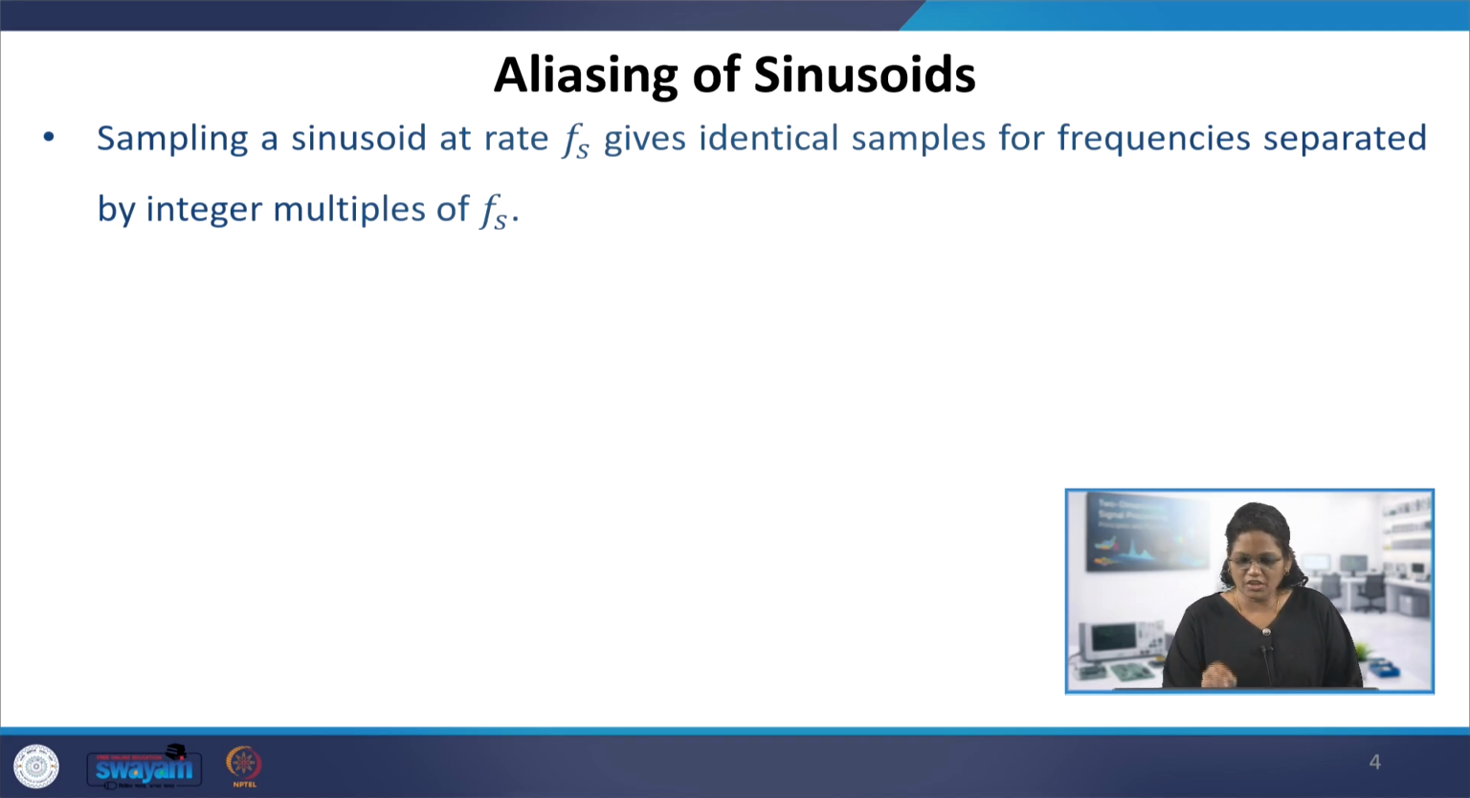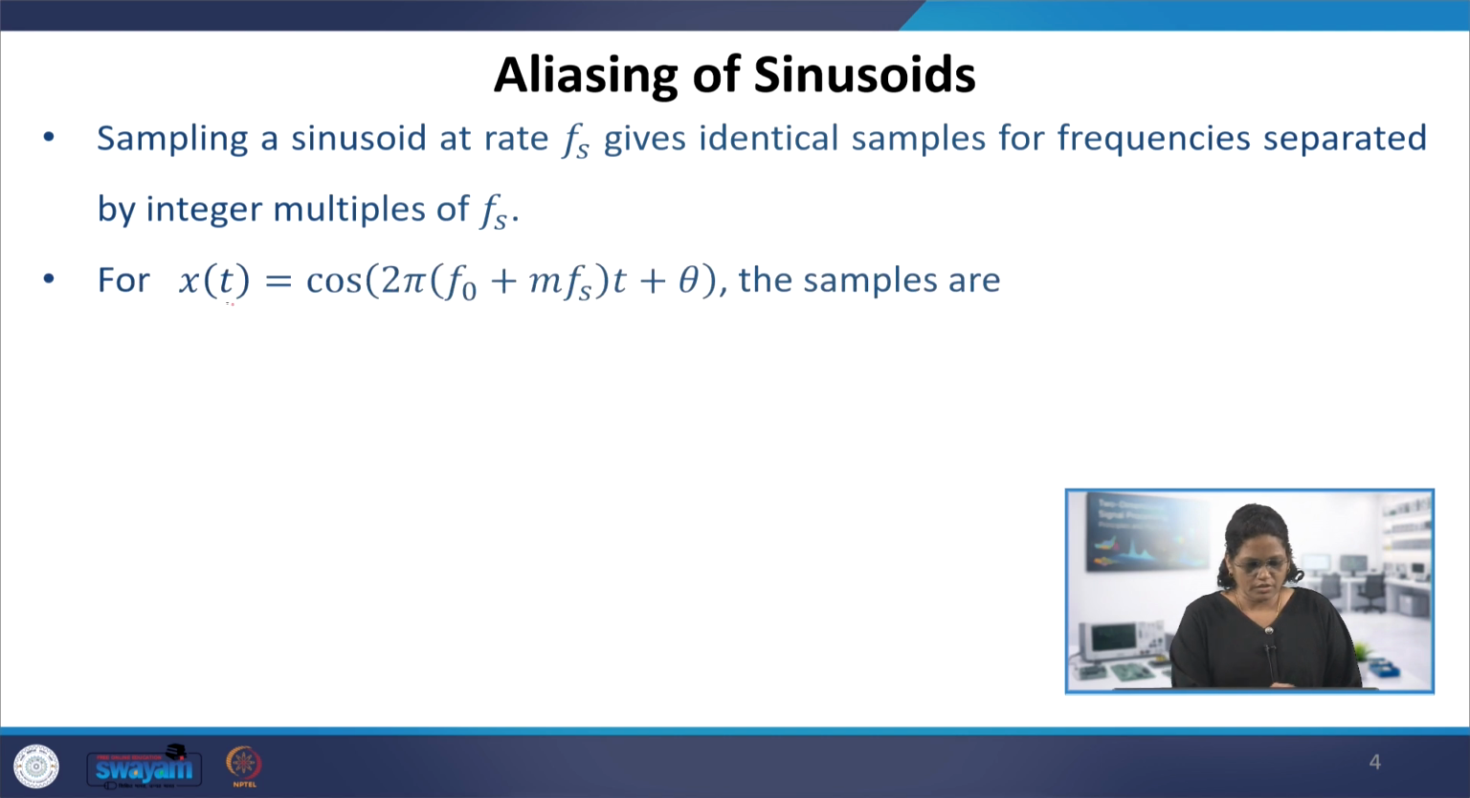What is the condition under which this can happen? Sampling a sinusoid at Fs gives identical samples for frequencies separated by an integer multiple of Fs. That Fs is the difference, which we said is 10 Hertz, and an integer multiple of that Fs also results in such samples. So take x of t as cos of 2 pi f t plus theta. Let this f be the fundamental frequency f naught, and suppose we replace f naught with f naught plus m Fs.